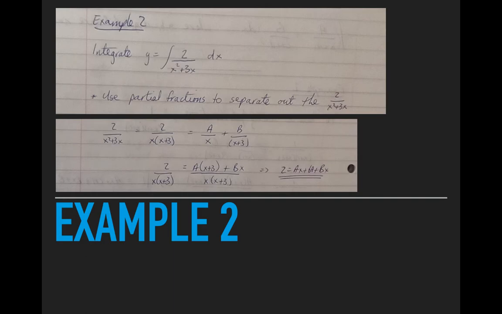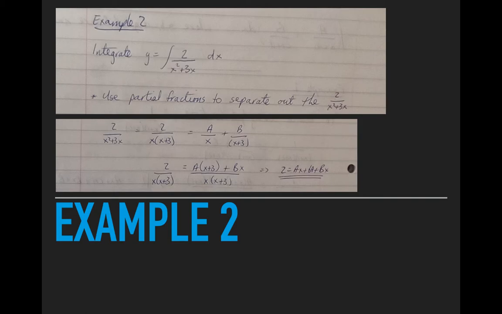All right, integrate that. So we'll use partial fractions to separate out 2 over x squared plus 3x, first of all. We need to write the denominator as the product of two terms. So the denominator will be x multiplied by x plus 3. And that's the second thing there on the top line of the second image. We have 2 over x into x plus 3.